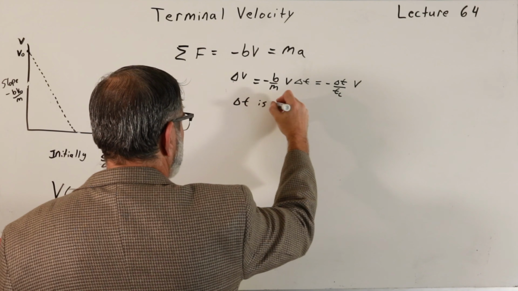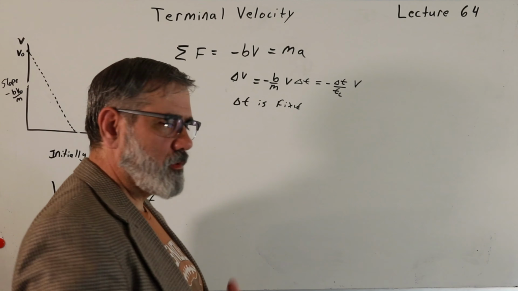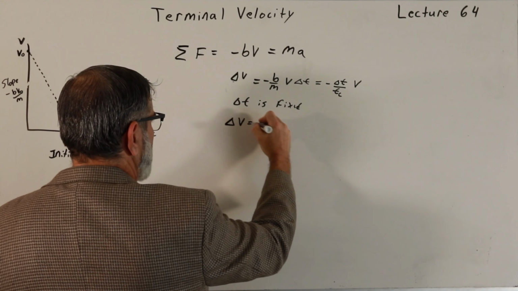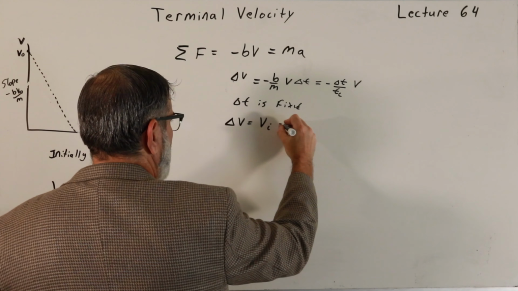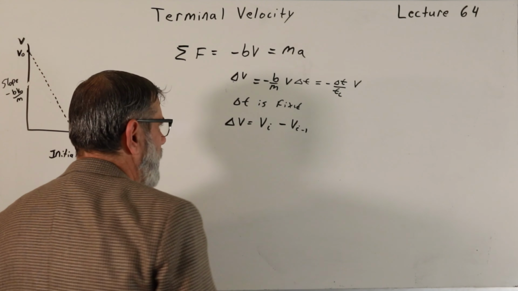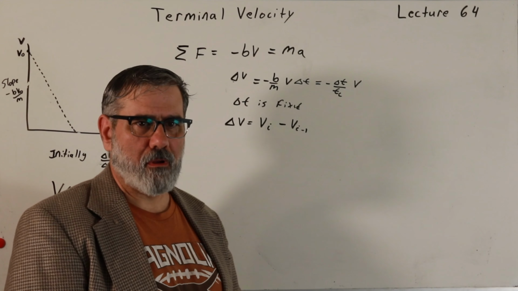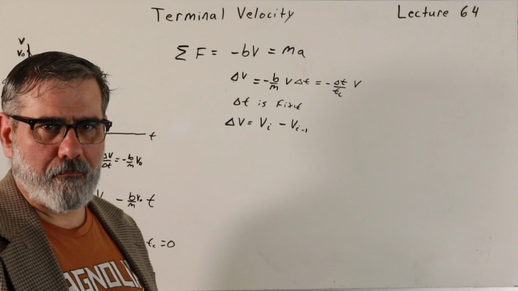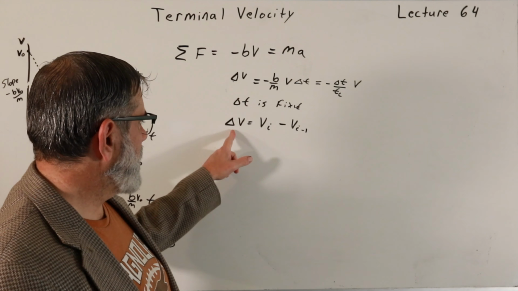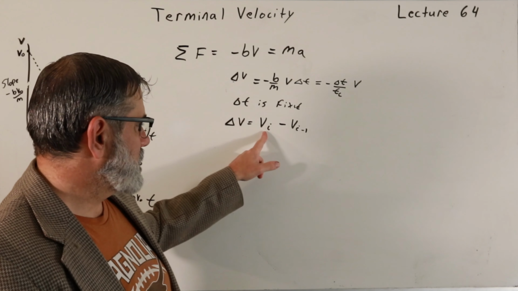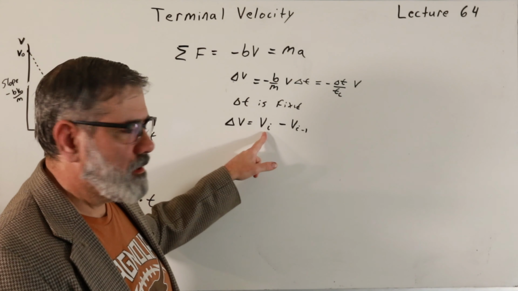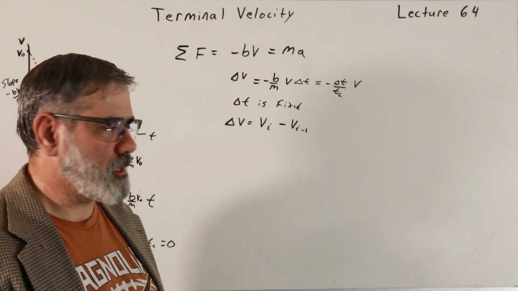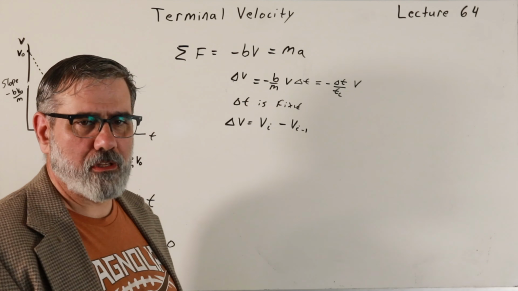Delta t is fixed. So when I discretize this, delta V becomes equal to V sub i minus V sub i minus 1. These we call time steps. I think we talked about this in some detail when we talked about the rocket equation. So the change in the velocity is equal to the velocity at the current time step minus the velocity at the previous time step. How big is a time step? It's exactly delta t.